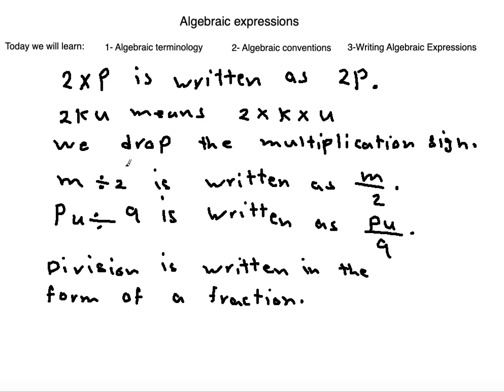These are conventions we follow in algebra. So we covered the second bit, which was the rules. The first one was we drop the multiplication, and the second one is division is written in the form of a fraction.